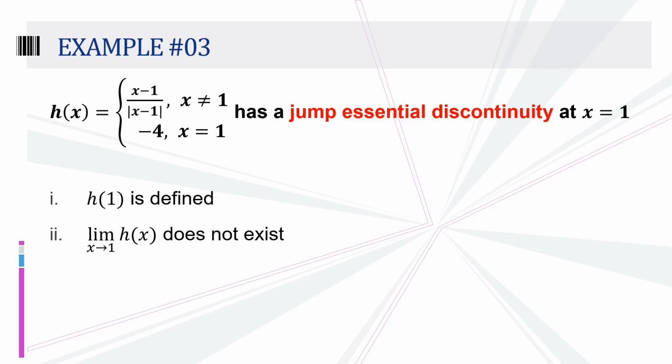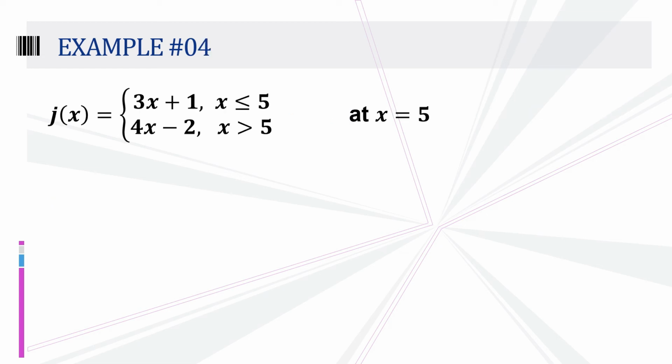Kasi, hindi nag-exist yung limit, pero hindi siya nag-e-exist dahil hindi sila equal. Okay? Unlike doon sa infinite, hindi siya nag-exist kasi nga infinity yung kanyang mga limits. Okay, move on to example number 4. This is the last example.